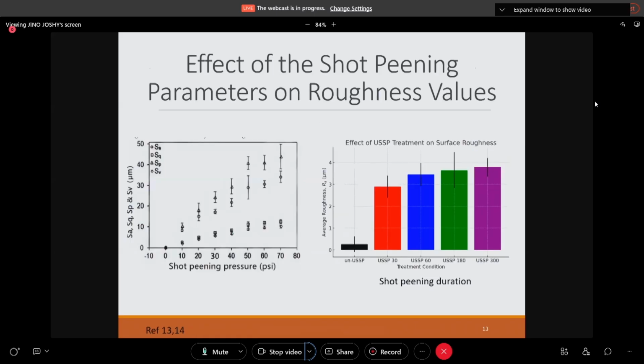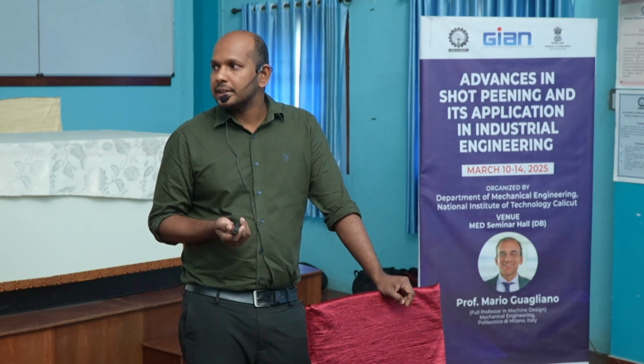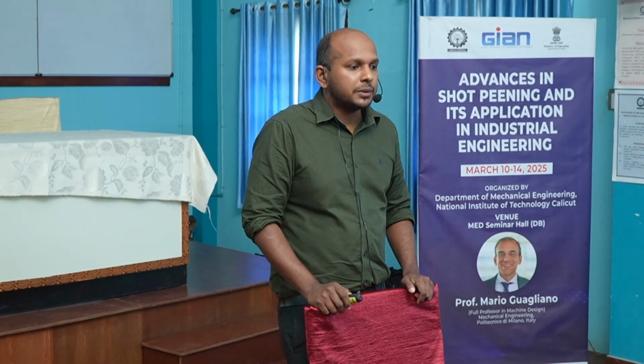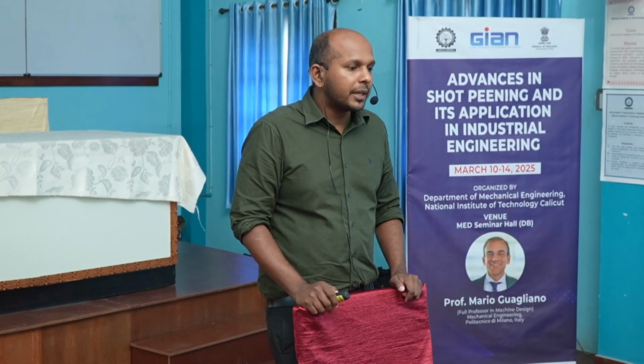Now we will see how the shot peening parameters affect the roughness values. We have seen that from a corrosion point of view, the roughness, micro hardness, and grain refinement are the things that govern the corrosion resistance of the material after shot peening. We have seen there are multiple shot peening parameters.